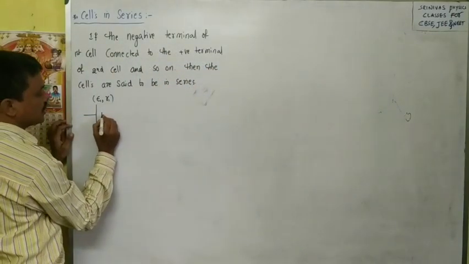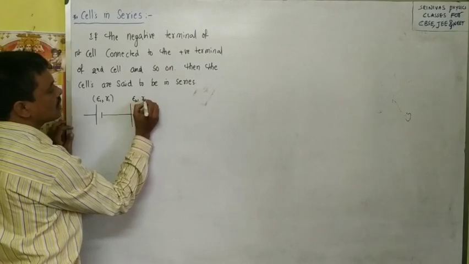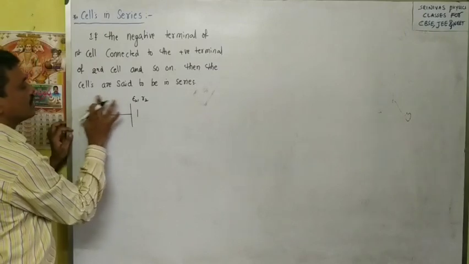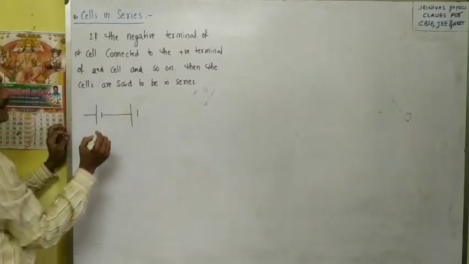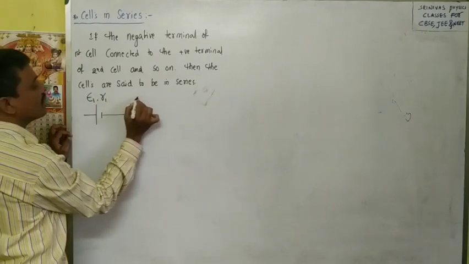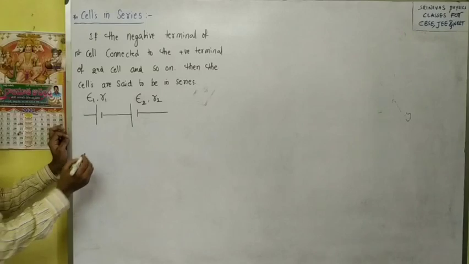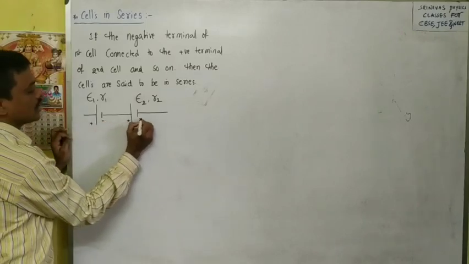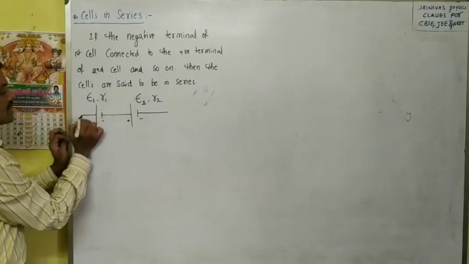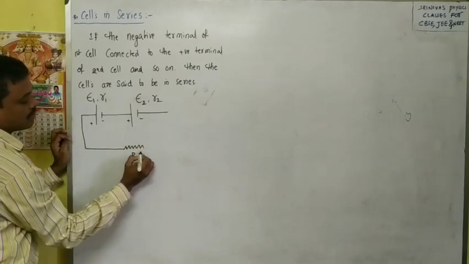This is the first cell, and next this is the second cell. The first cell EMF is E1, internal resistance is R1, and the second cell EMF is E2 and internal resistance is R2. These two cells are connected like this. This is the positive terminal of the cell, negative terminal of the cell, positive and negative. The negative terminal of the first cell is connected to the positive terminal of the next cell and so on. Then the cells are said to be in series. And this combination is connected to some external resistance, that is capital R.